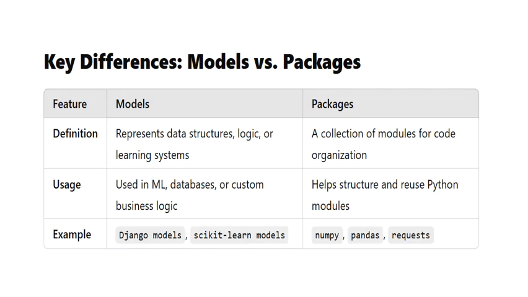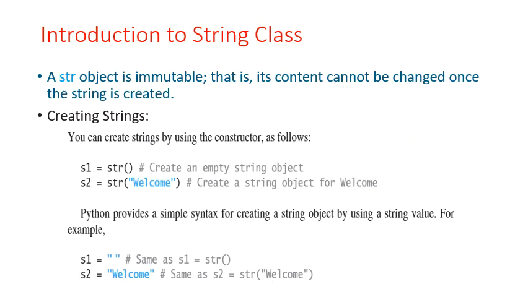Key differences between models and packages. Generally, models represent data structures, logic or learning systems, and a package is a collection of modules for code organization. Models are generally used in machine learning, databases or custom business logic. Packages help structure and reuse Python modules. Examples for models include Django models and scikit-learn models, and for packages, NumPy, pandas and requests.